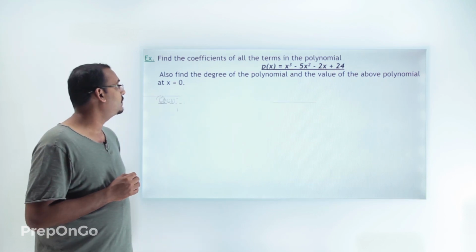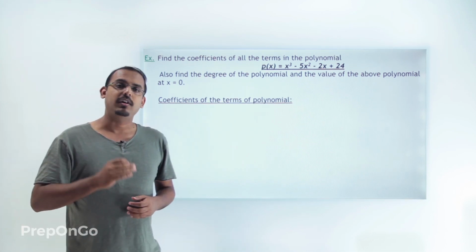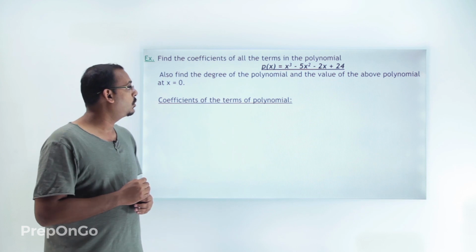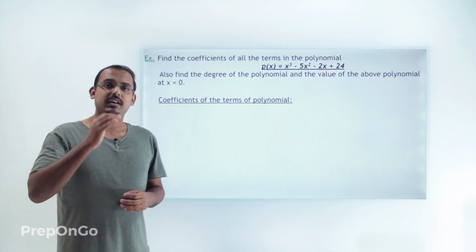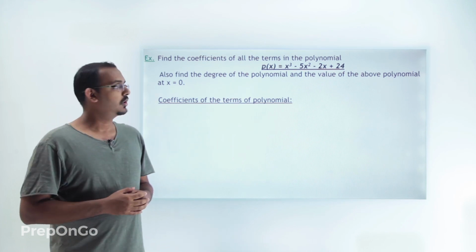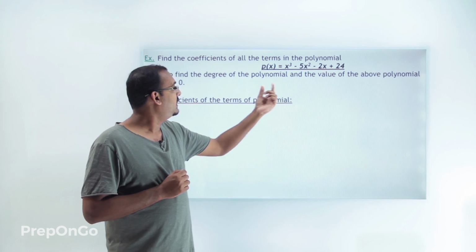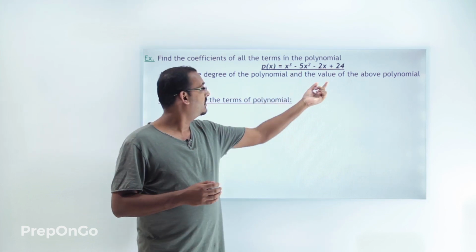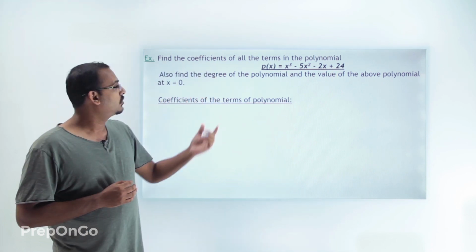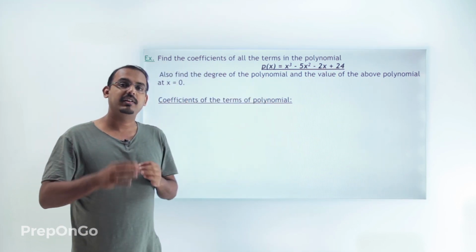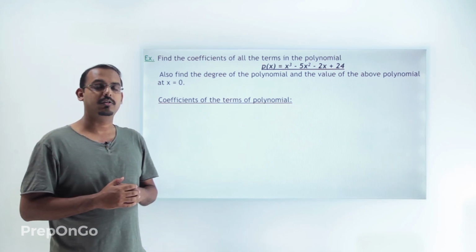So the first thing that we'll figure out is the coefficient of all the terms in the polynomial. Now recall what we learned about the coefficients of any given polynomial. First, try to recall what the terms of a polynomial are. So in this polynomial, the value x cube, the value minus 5x square, the value minus 2x and the value plus 24. These different values are called the terms of the polynomial, right? And so what are the coefficients of the terms of the polynomial?